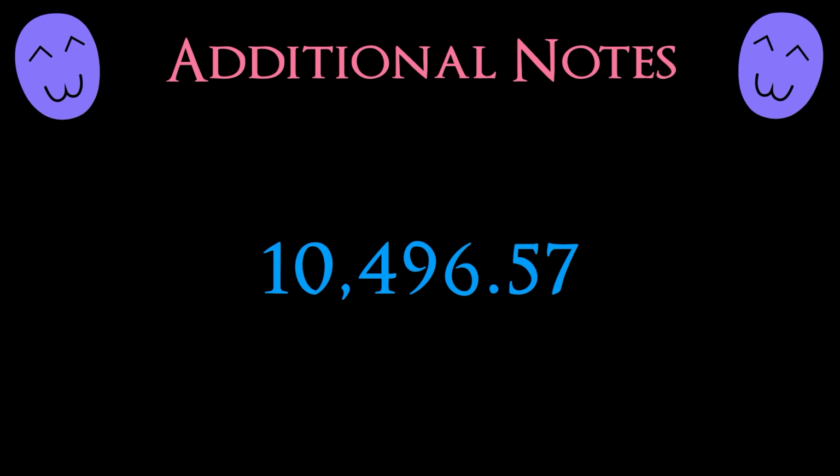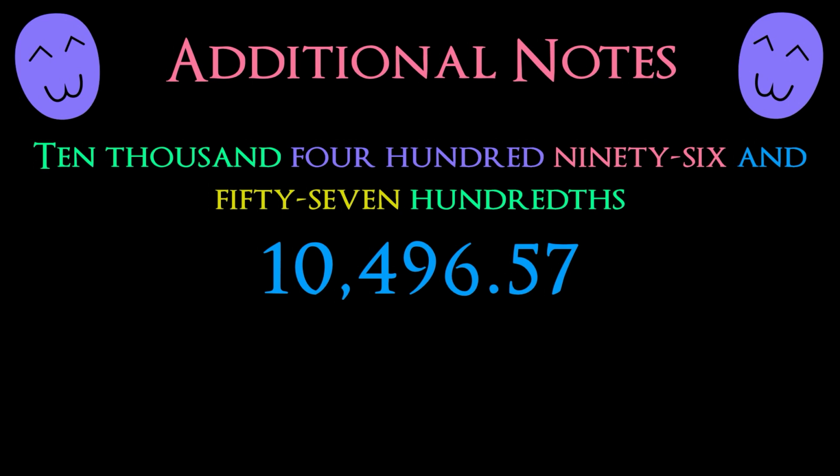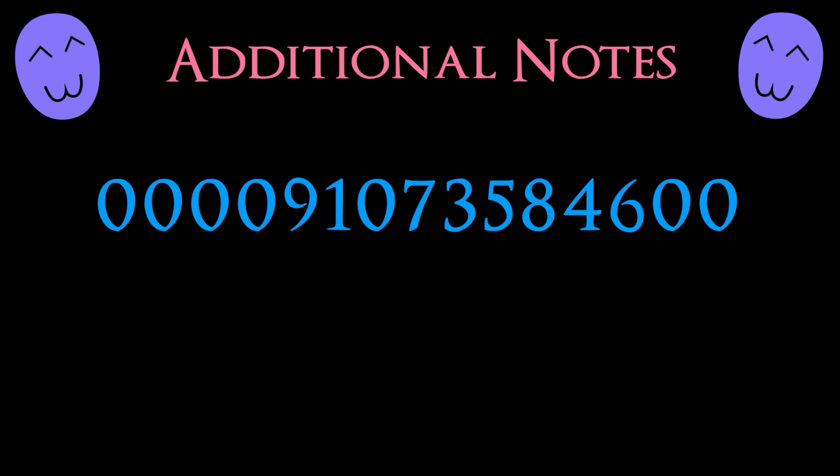For numbers with fewer decimal places like this one, we could say 10,496 and 57 hundredths. In this pronunciation, the decimal point is read as AND. I still, however, prefer the first pronunciation, where we say the decimal digits one by one in order from left to right. Using that pronunciation, this number would be pronounced 10,496.57.